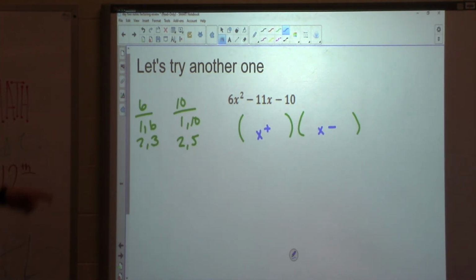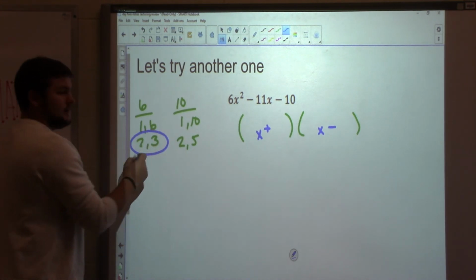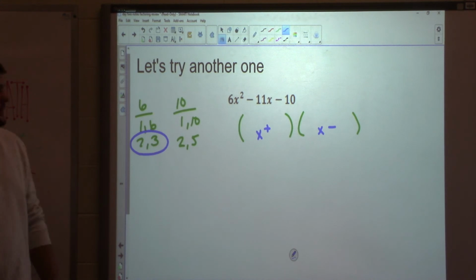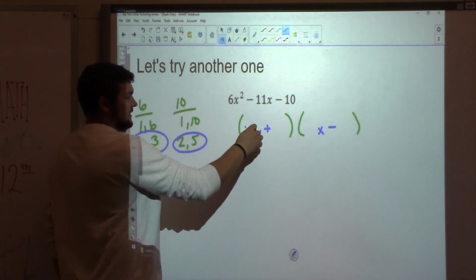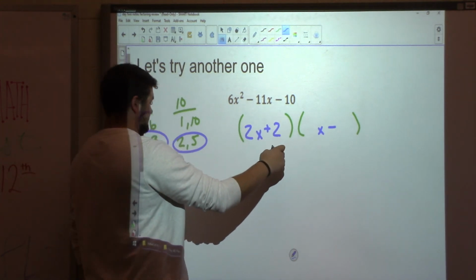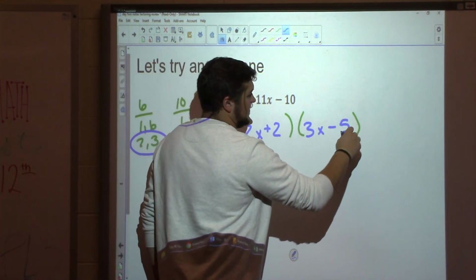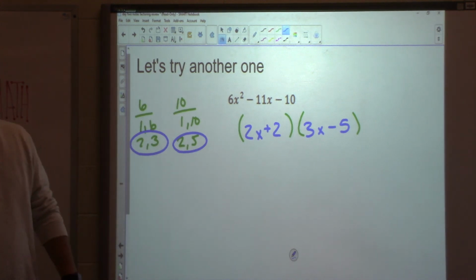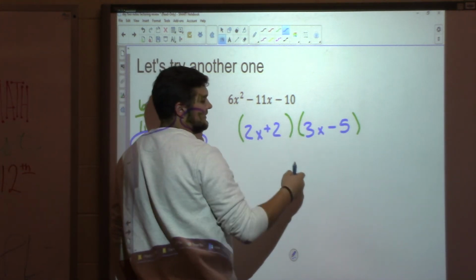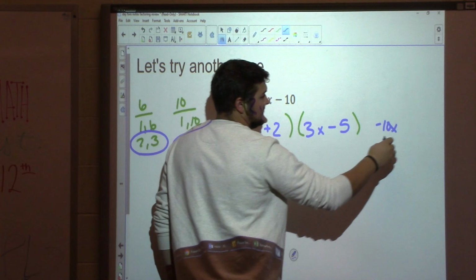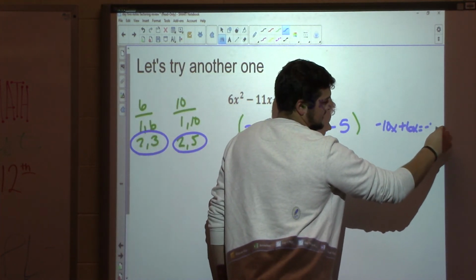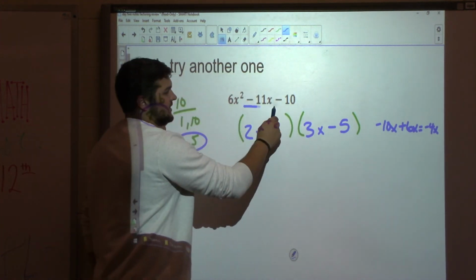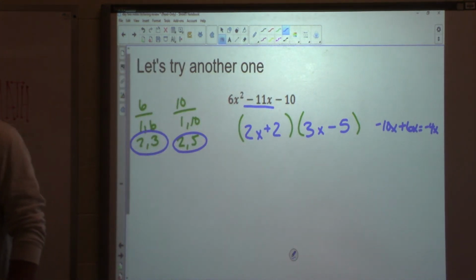TJ, pick a pair of factors for 6. 2 and 3. Okay. Natalie, pick a pair of factors for 10. 2 and 5. So I'm going to try 2x plus 2, 3x minus 5. Just going to try them out. 2x times negative 5 is negative 10x. 2 times 3x will be plus 6x. That gets me negative 4x. Is that what I'm looking for? No. Try a different set.